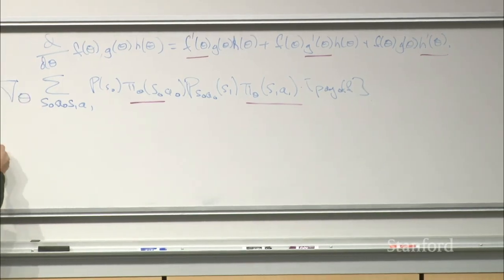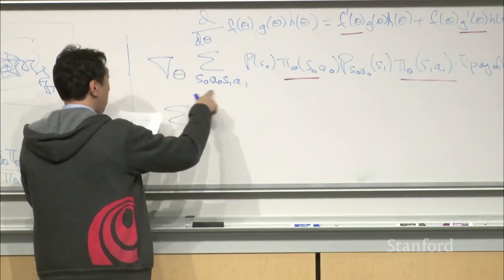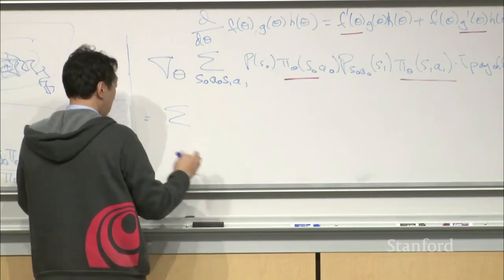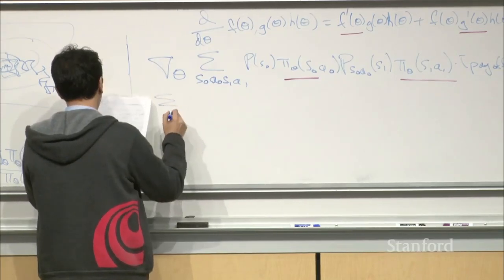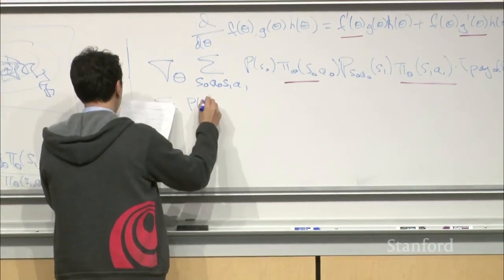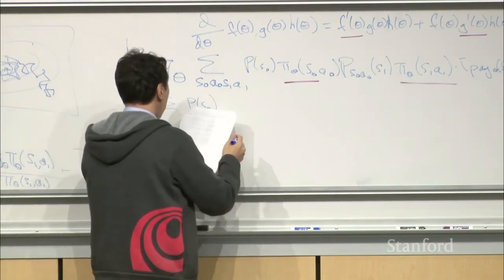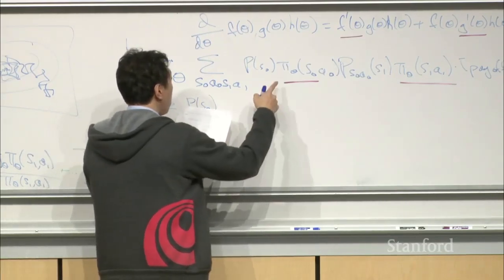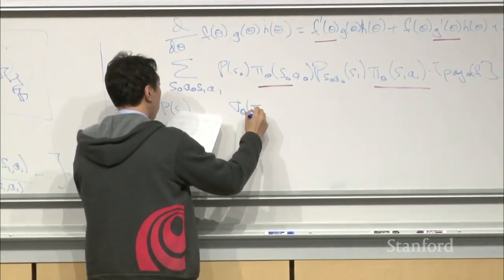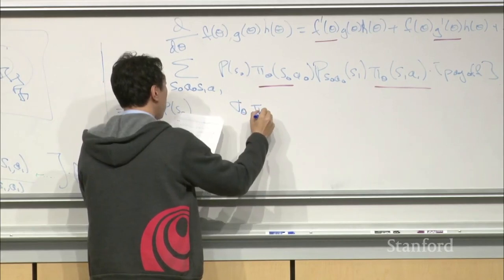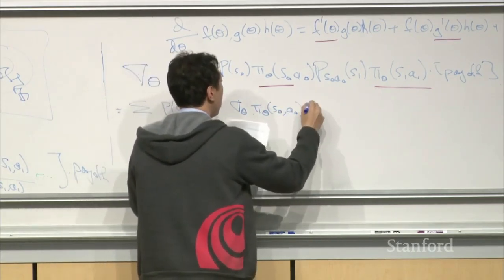So this derivative is equal to, the first term is the sum over all the state action sequences P of S0. And then we'll have the derivative with respect to pi theta S0, A0.